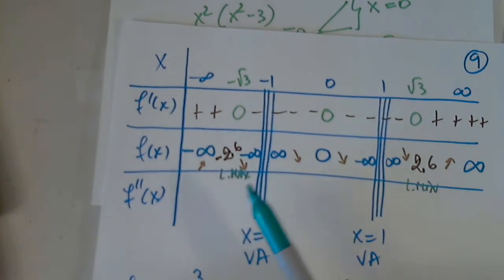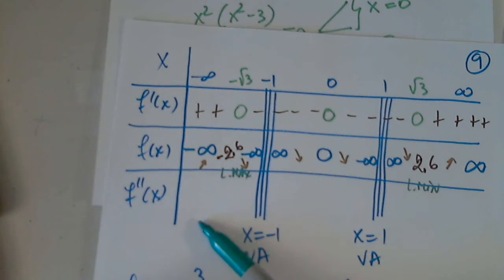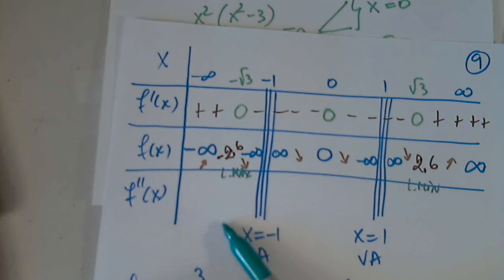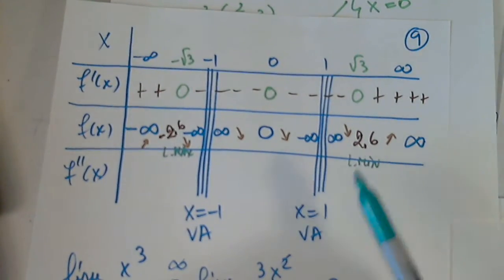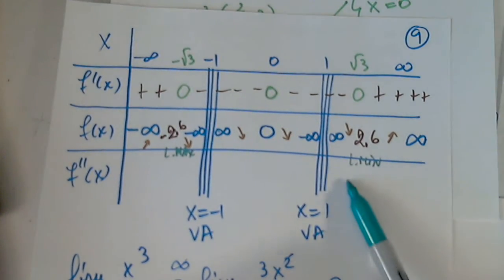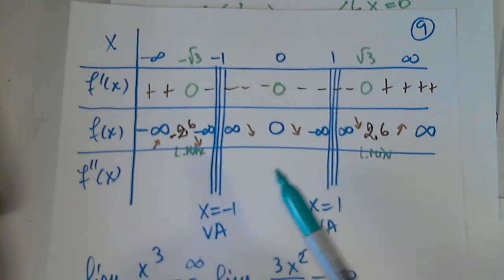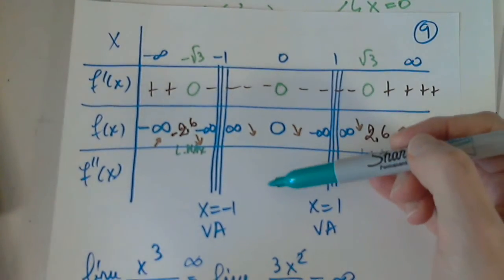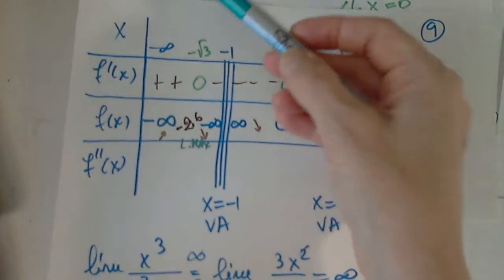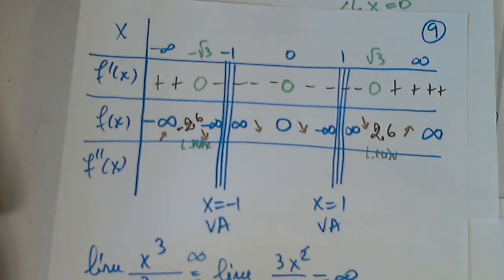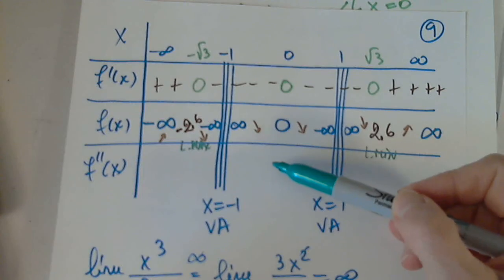So I already know that if it's a local max, I expect the second derivative to be negative here. And I know that this is a local min, I expect the second derivative to be positive here. And here anything can happen, and I'm expecting this to be an inflection point. Why? Because it's coming from positive infinity and goes to negative infinity. So this should be an inflection point.